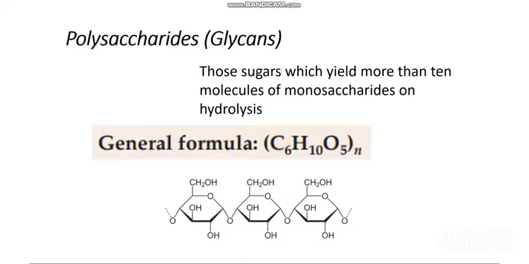In this session, we shall discuss polysaccharides and the biomedical importance of carbohydrates. Polysaccharides are also called glycans, and these are those sugars which yield more than 10 molecules of monosaccharides on their hydrolysis. The general formula for polysaccharides is (C6H10O5)n, that is, C6H10O5 n times.